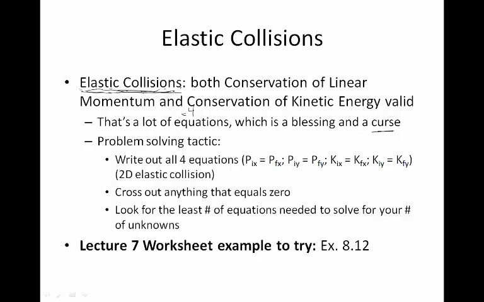So one tactic here is that you could write out all 4 equations. You could cross out anything that equals 0, and then identify, of those 4, what's the least number of equations that you might need to actually solve for your unknowns. Try not to use all 4, because at the level of math that you've taken for this class, the tactics you have for solving 4 equations simultaneously are not super helpful. Once you've taken linear algebra, it's much easier to tackle 4 equations at once.